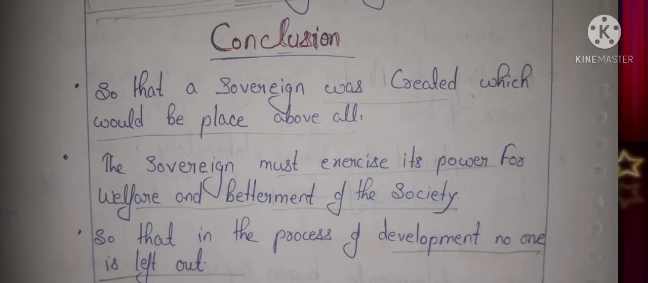Conclusion. So a sovereign was created which would be placed above all. The sovereign must exercise its power for the welfare and betterment of the society, so that in the process of development no one is left out.